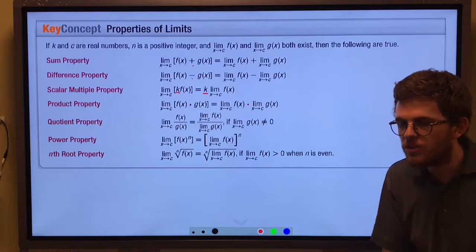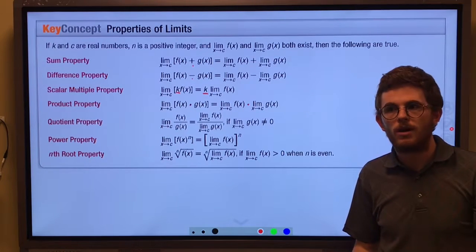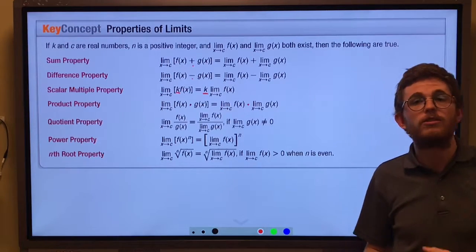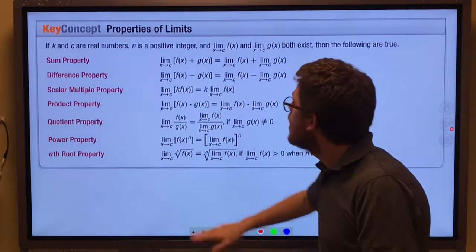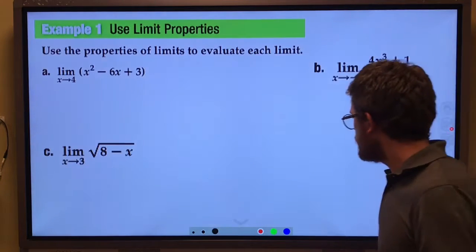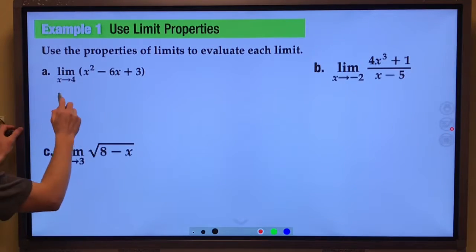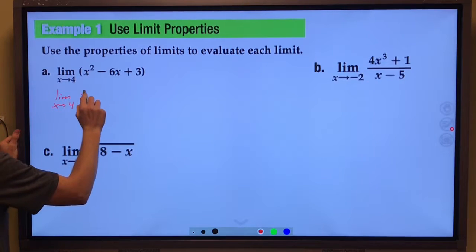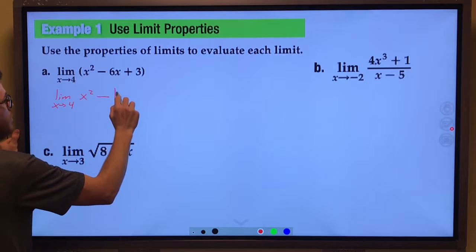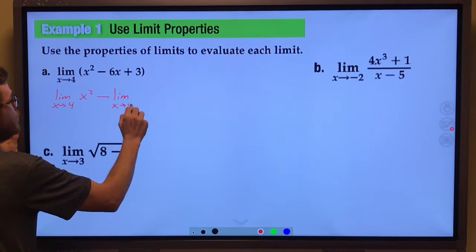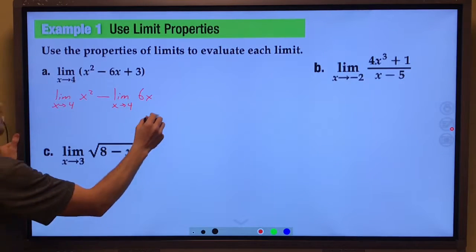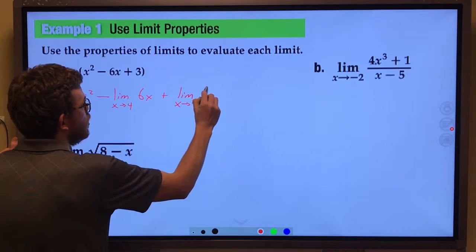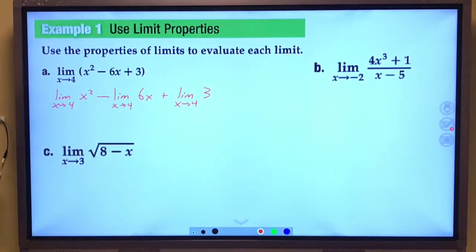So if we look and we see something that looks so complicated, we can break it down and find the limit of these individual pieces, and that can certainly help us. Now, think about how we could break down each of these. This would be the limit as x approaches 4 of x squared minus the limit as x approaches 4 of 6x plus the limit as x approaches 4 of 3. We can break that down.